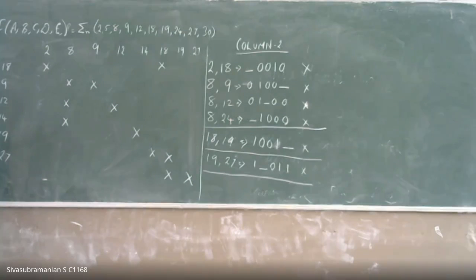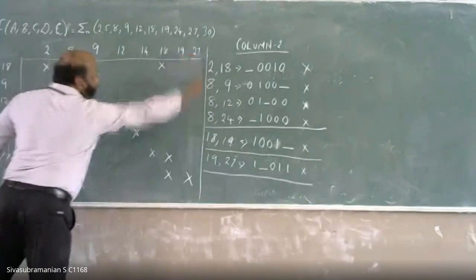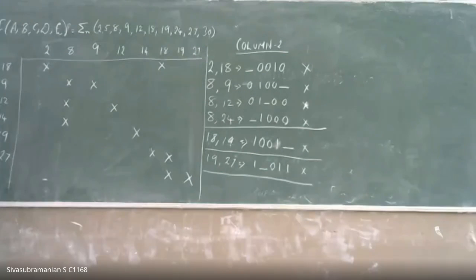After drawing this table, why do we draw this table? We are going to find out if any pair of terms can be considered a non-essential prime implicant. When I consider these and this, can I work it out without this? Something like that I'm going to find out.